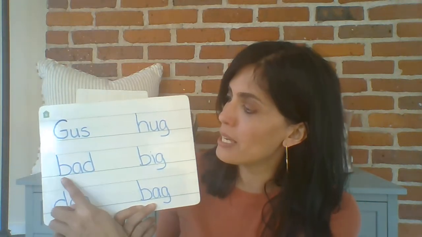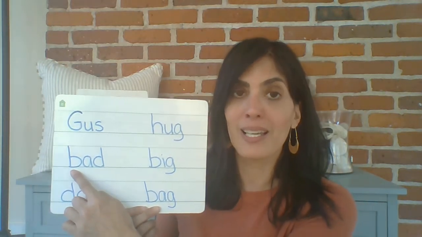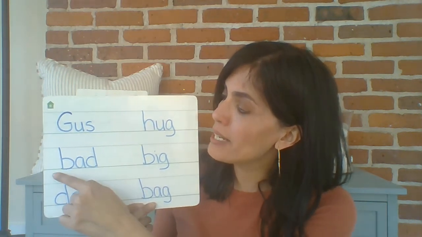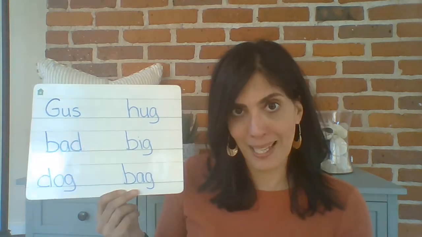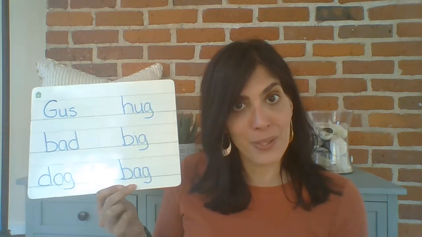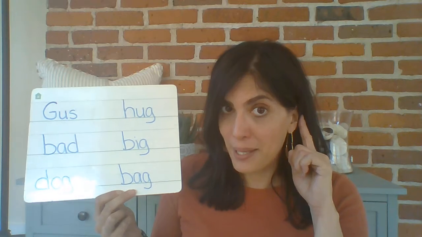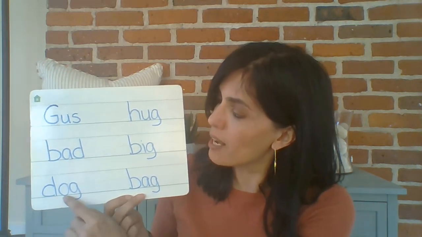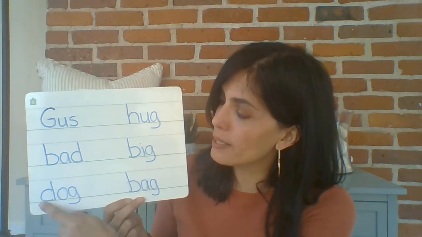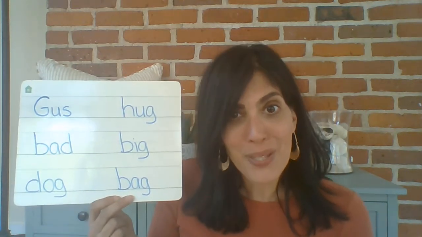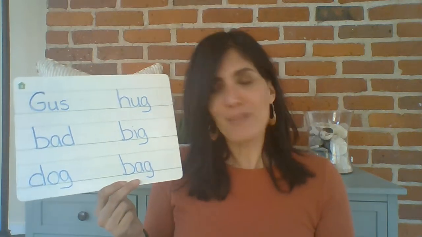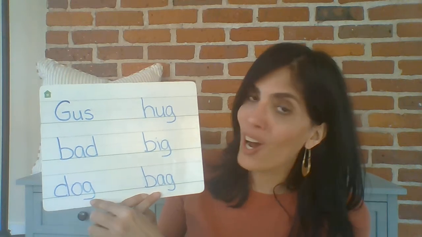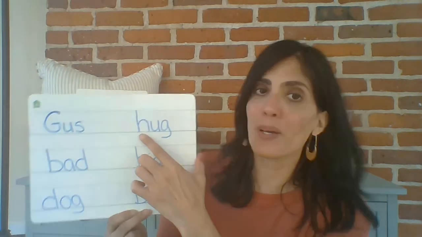Let's try it with this one. Think. Blend. B-a-d. Read. Bad. Nice. Right, this one I'm going to ask you to do on your own first. So remember, think and then blend. Think. Let's blend. Read. Did you say the word dog? Yeah, if you did, you were right. It should have sounded like this. D-o-g. Dog.